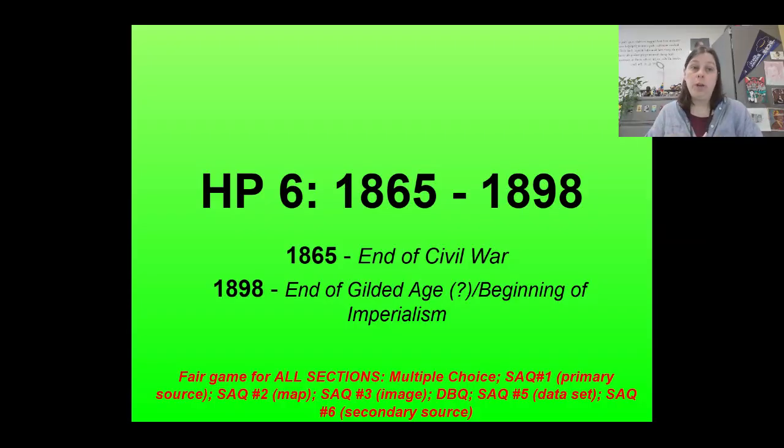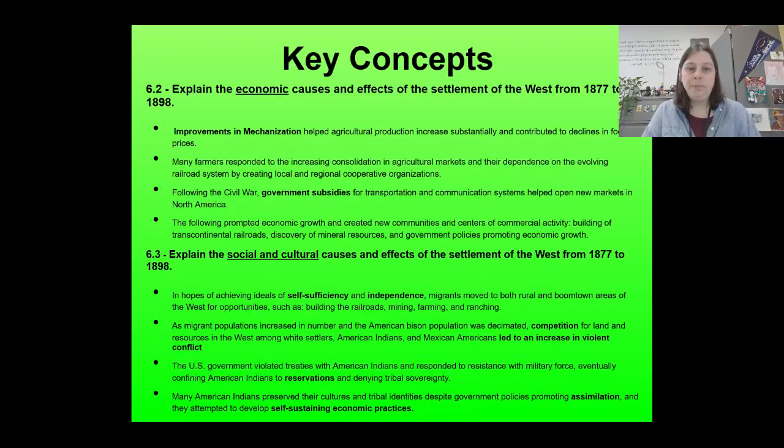So the first part of this unit overlaps Reconstruction, which was in the last historical period. And then it ends in 1898. That is the year of the Spanish-American War. It's like the beginning of the imperialism era of the United States. You'll notice when we get to historical period 7 that there's again some overlap, as that historical period starts in 1890. So again, this is fair game for all of the sections of the exam, and here we go.